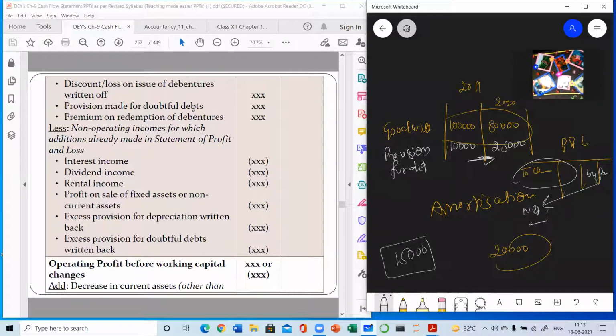Himanshu, I will remove you from class. Make sure you are not turning off your video. Yes, so 15,000. So this 15,000 will be added.